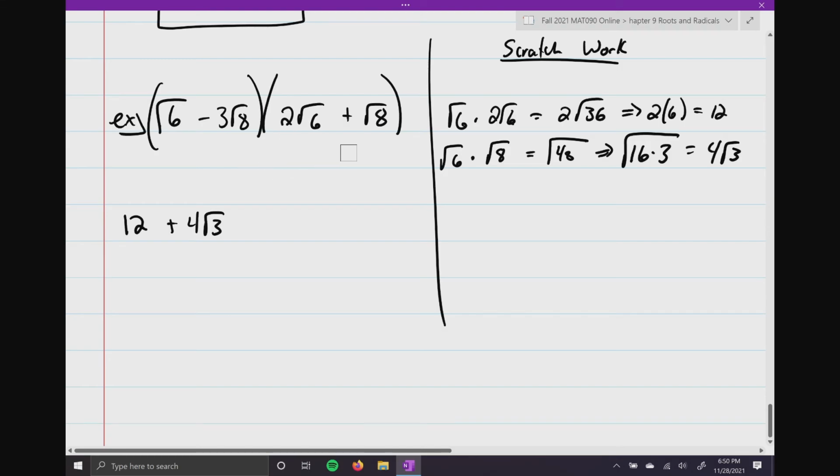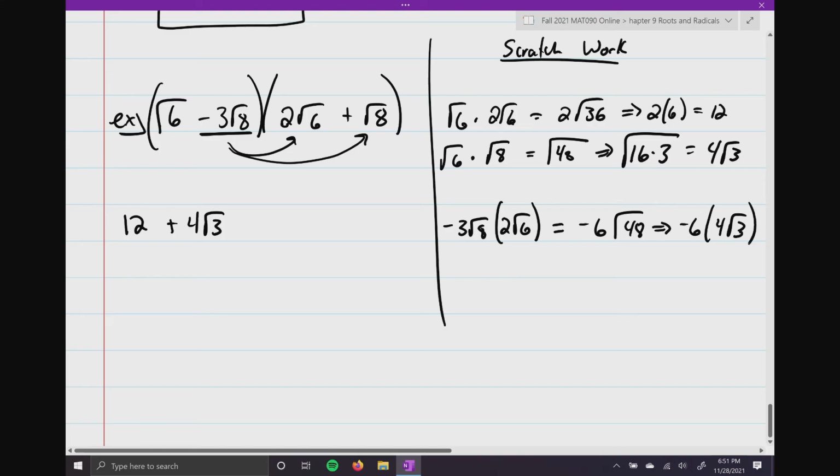All right. Now I'm going to underline the negative 3 square root of 8 and distribute that as well. So negative 3 square root of 8 times 2 square root of 6 is going to equal, well, negative 3 times 2 is negative 6. Square root of 8 times the square root of 6 is the square root of 48, which we just learned is going to be negative 6 times 4 square roots of 3, and negative 6 times 4 is going to be negative 24 square root of 3. So I write that directly underneath.